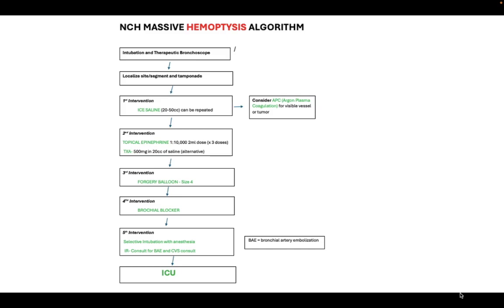Next, furthering the process of tamponade, a Fogarty balloon can be used, and subsequent bronchial blocker if needed. If the patient continues to decompensate or hemostasis is not achieved, selective main stem intubation can be coordinated. The patient can be placed with the bad lung down, and the ICU and/or IR should be consulted at this point.